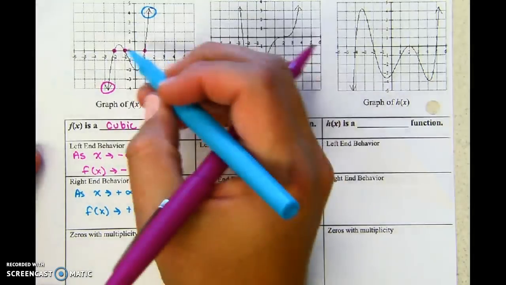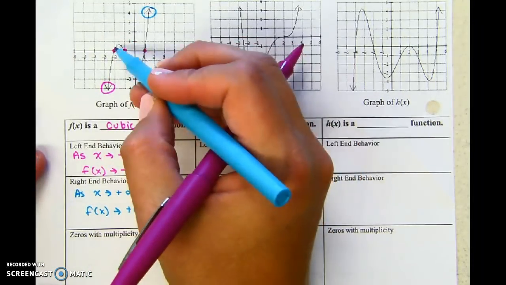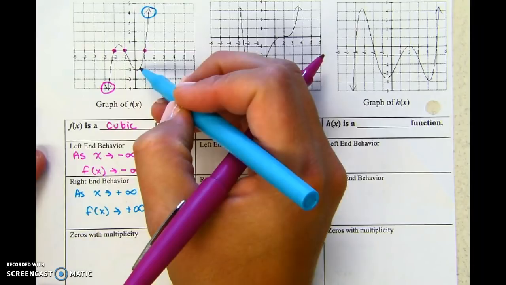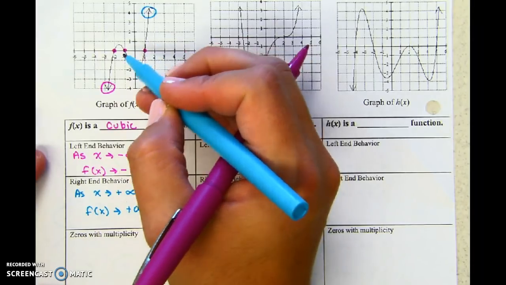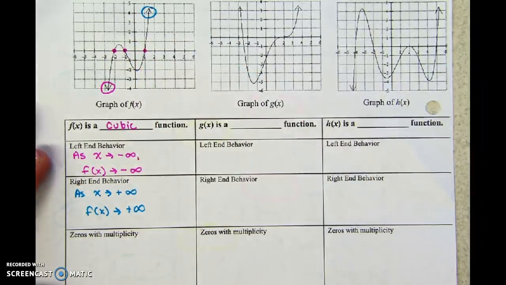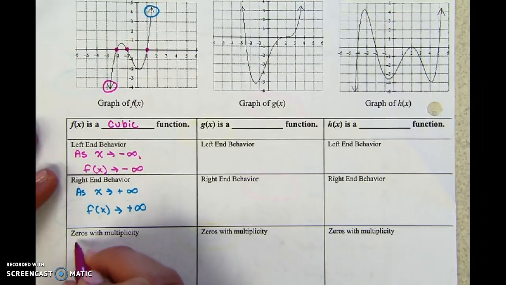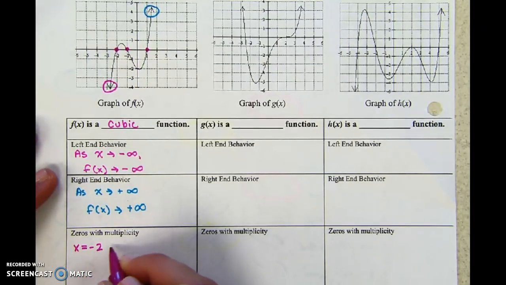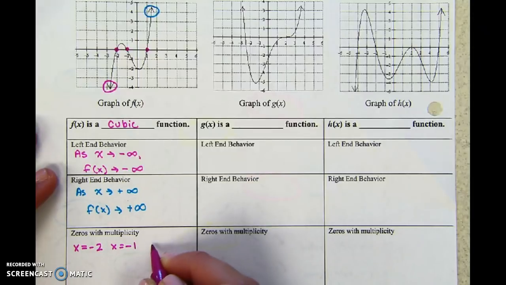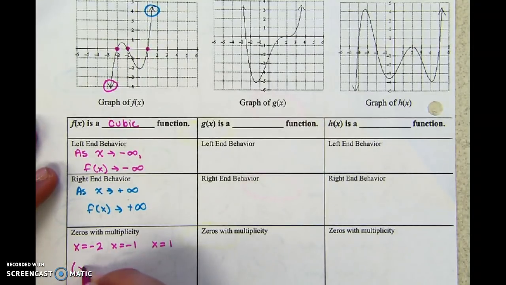Okay, each of these zeros has a multiplicity of 1 because it just crosses through the x-axis. Do you see how it just crosses through? So the zeros are x equals -2, x equals -1, and x equals 1, and they each appear only one time.